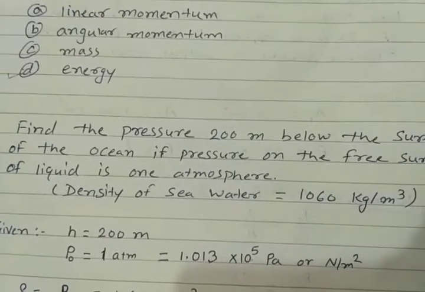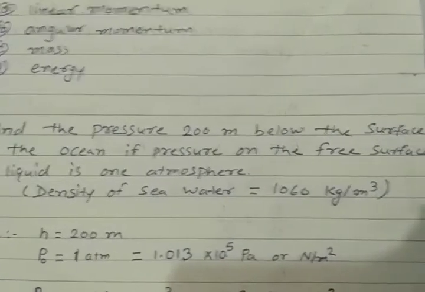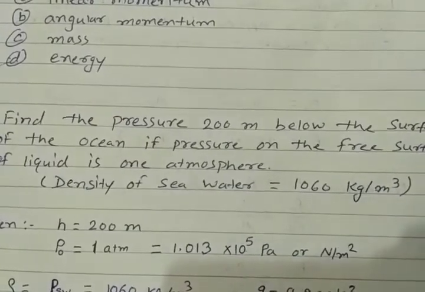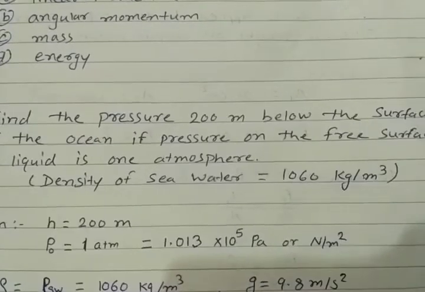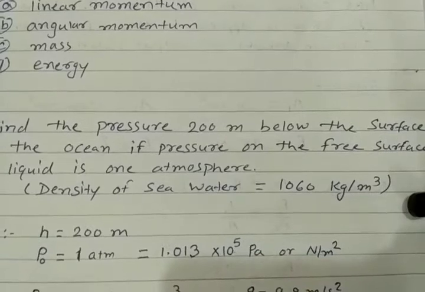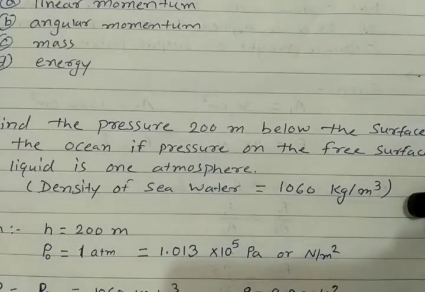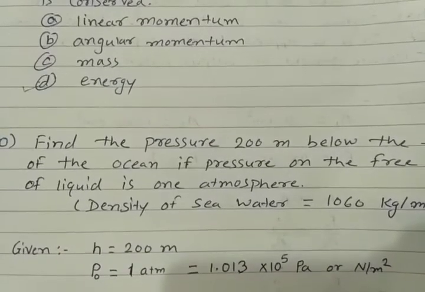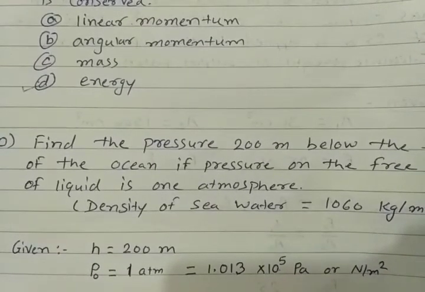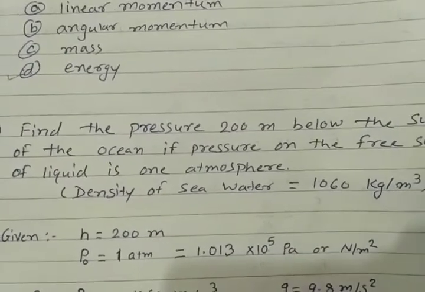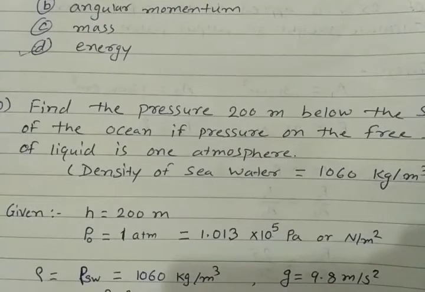Find the pressure 200 meter below the surface of the ocean if the pressure on the free surface of the liquid is 1 atmosphere. The density of sea water is given to be 1060 kg per meter cube. Now what is given? The depth here is 200 meter. The atmospheric pressure, 1 atmosphere, is equivalent to 1.013 into 10 raised to 5 Pascal or Newton per meter square.